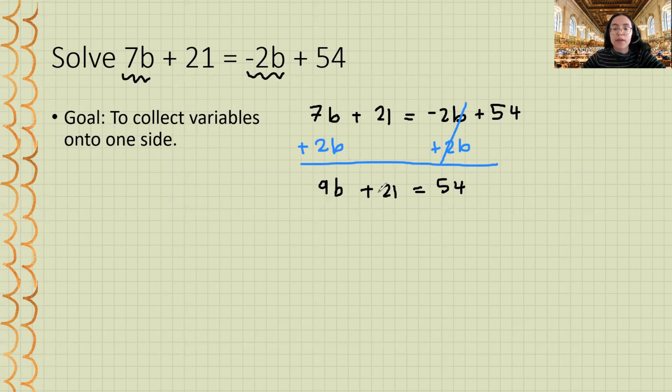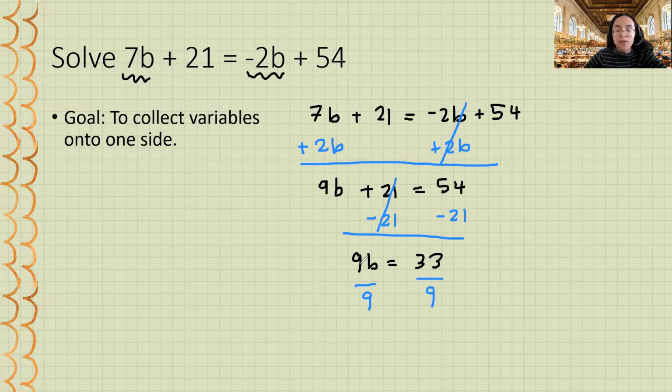So for example, here we're adding 21. So we would subtract 21 from both sides. These would cancel, and I can bring down my variable and the coefficient, my equal sign, and this would give me 33. And now I have to undo this multiplication. So I would divide by 9. And so these 9s would cancel, and b would equal 33 over 9. That would be our solution for this. Okay, let's continue to more examples.